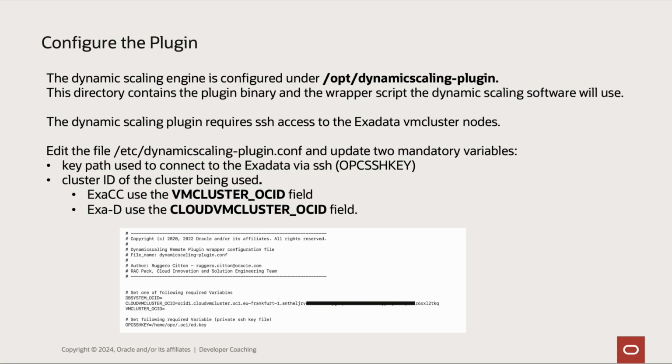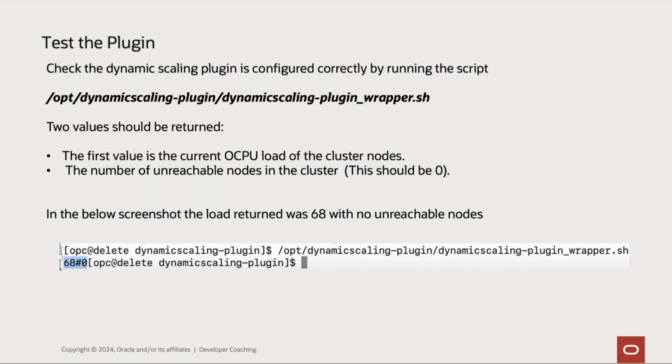If we're going to use an Exadata Cloud at Customer, the variable will be VM cluster_OCID. If we're using an Exadata dedicated system, then this variable will be Cloud VM cluster_OCID. Once the plugin has been configured, it's possible to test the wrapper script to ensure that the connection to the Exadata VM cluster is successful.